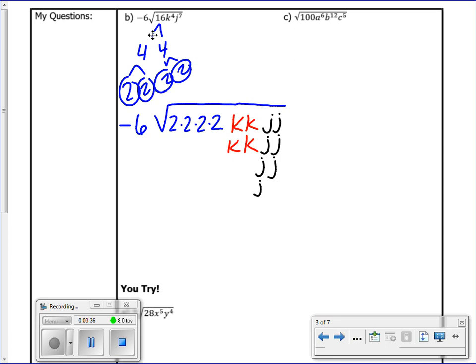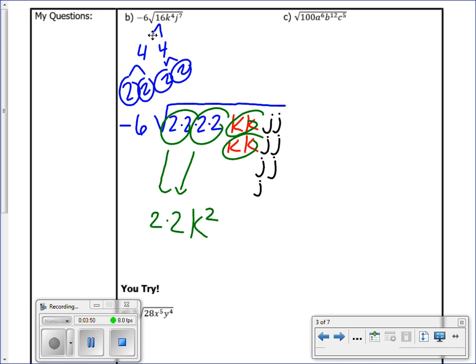When I do this, again, I'm finding sets of twins here. So I have 1, 2, that comes out. I have another 2, that comes out. I have 2 sets of k's, so that makes k squared. And I have 1, 2, 3 sets of j's, and that makes j cubed. Don't forget about the negative 6 in front. Left over in the square root, all we have is a j.